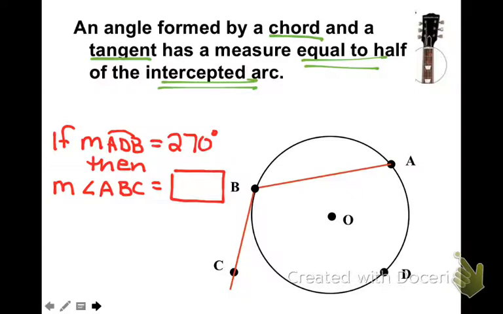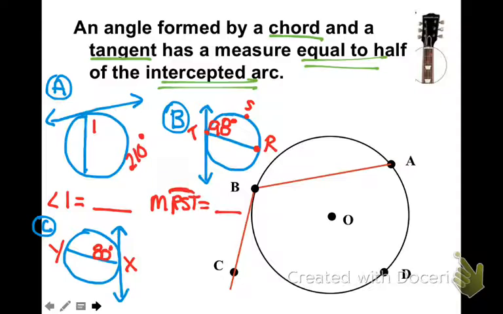So I gave a random measurement for ADB, and I said it's going to be 270 degrees. So if we know that the measure is equal to half of the intercepted arc, the measure of angle ABC is equal to what? Hopefully you got 135 degrees. I'm going to put 3 other examples up.